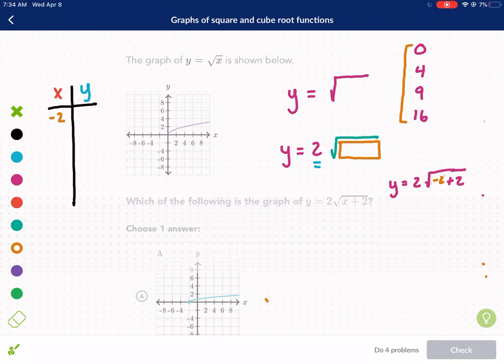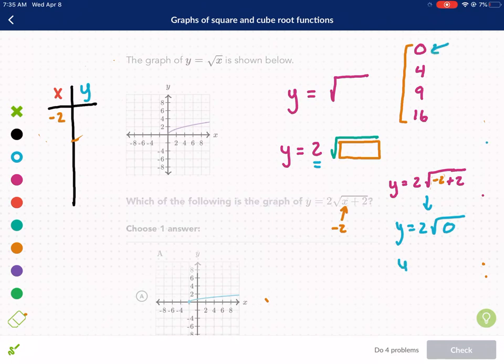So I plug in negative 2 for x, and that's where this goes on this little chart over here. Boy, I really wish there was an undo button. But this will work. So as I plug in negative 2 for x, what happens? Well, that's what this is about right here. So I get y equals 2 radical, and I get 0. That was the whole point. That's why I chose negative 2 for x, so I could get 0.